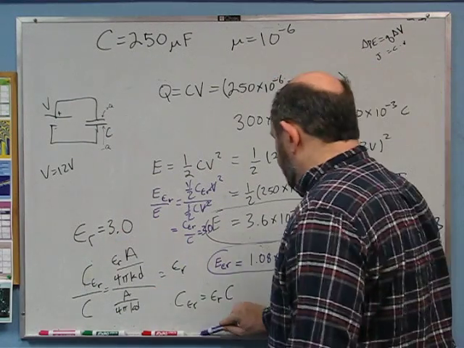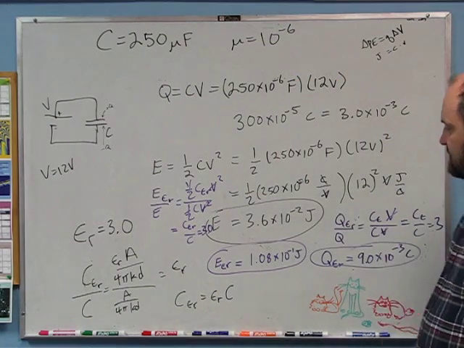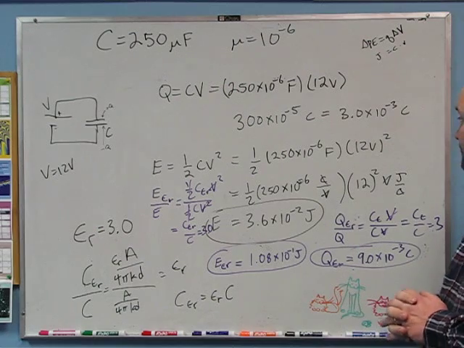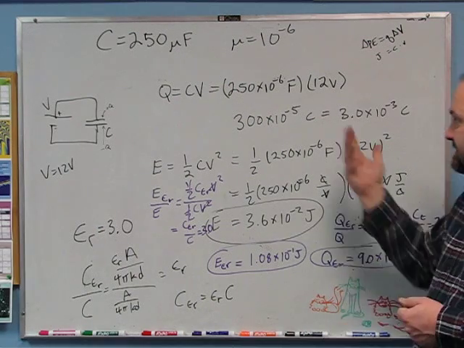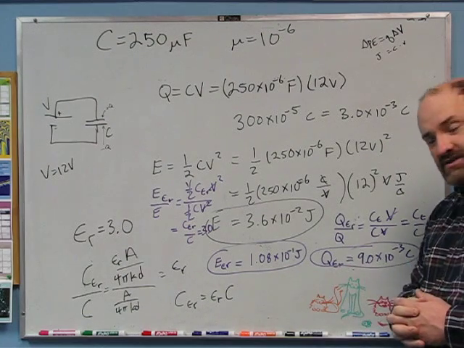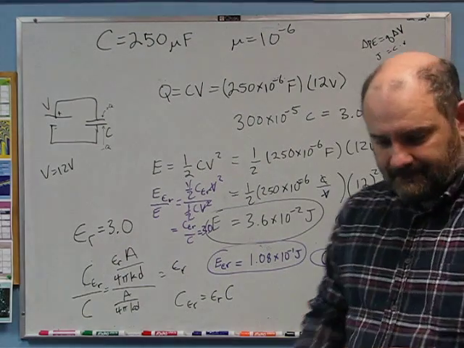And that's this ratio. All right, so that's just a basic problem with playing with this equation. Given the capacitance and given a voltage, how much charge is on the capacitor? Here's how you do that. How much energy is stored in the capacitor? Here's how you do that. That's the first problem.